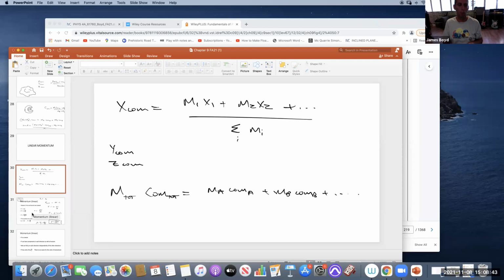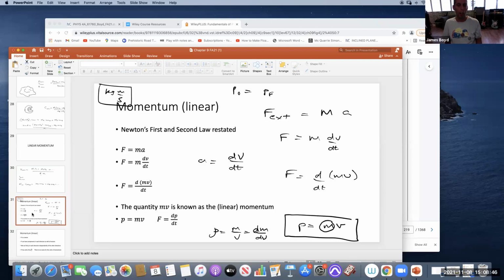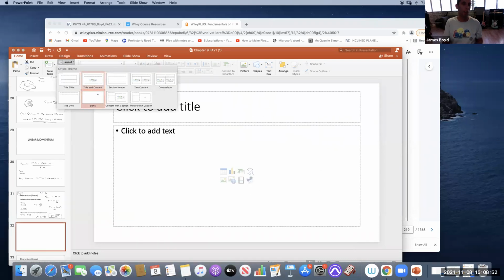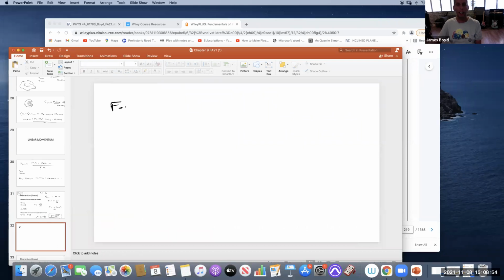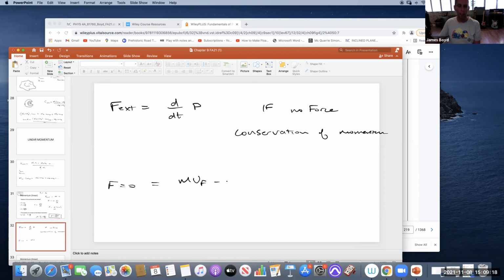And we're going to talk about some homework with it at the end of this. We've talked about this already, but just to be clear, Newton's law says that an external force is equal to the time rate of change of the momentum. If no force, conservation of momentum. What that means is if F equals 0, then mv final minus mv initial is 0, or mv final is equal to mv initial.